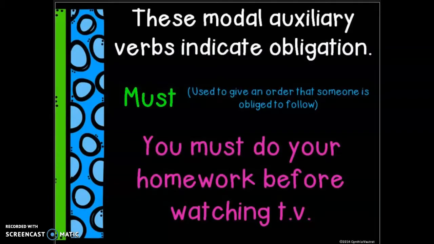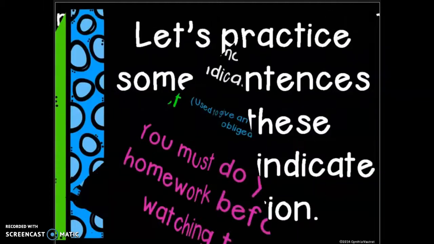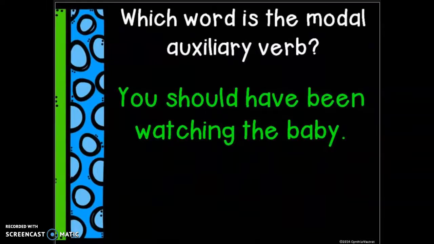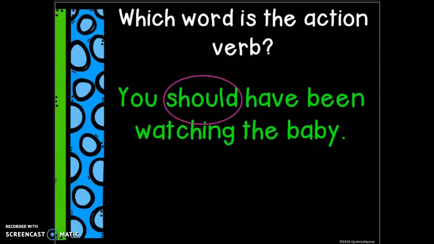So let's look at some of these words that indicate obligation. Which one is the modal verb in this sentence? It says, you should have been watching the baby. And if you picked should, you're correct. Now, looking at the next one, which one's the action verb? What are you doing in this sentence? You should have been watching the baby. What are you doing?